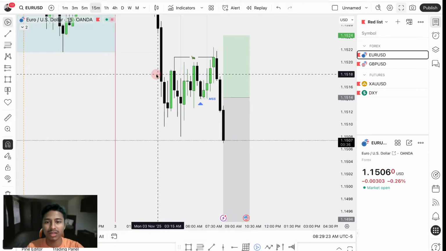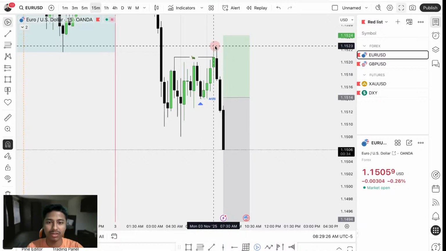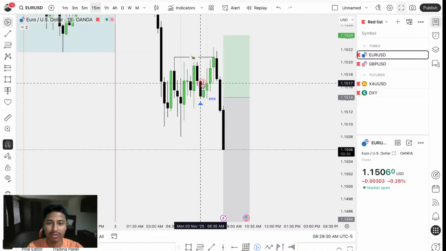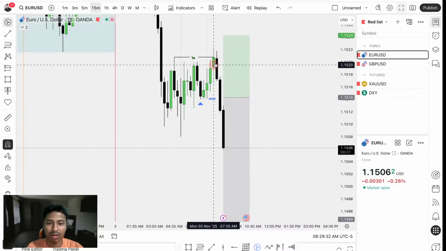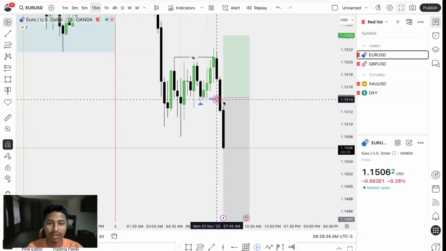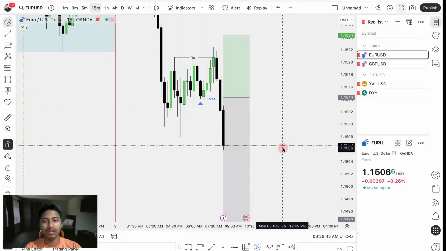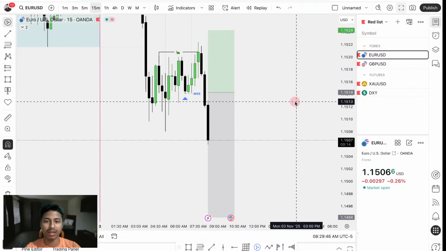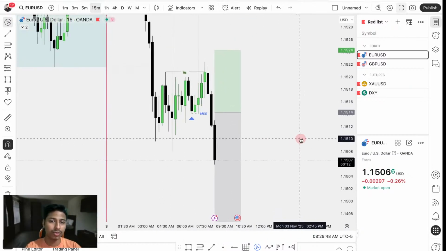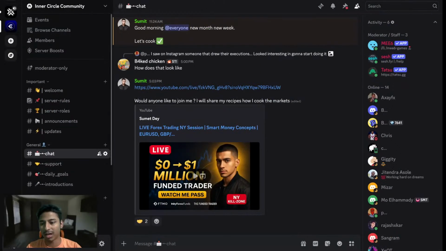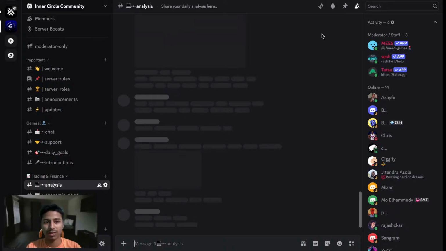My model, you can have it like turtle soup, run on the high, break the structure, retrace back to this breaker block or this order block or either in this FVG. That doesn't really matter for me. So that's actually a specific model. There are two kinds of model. I already said many times. Let me just show you one more time.